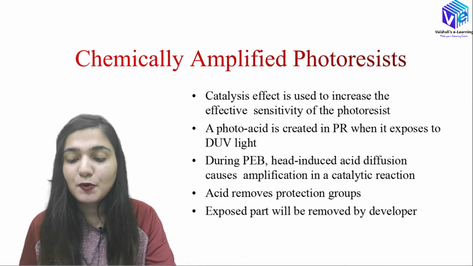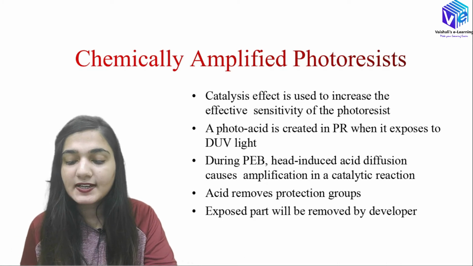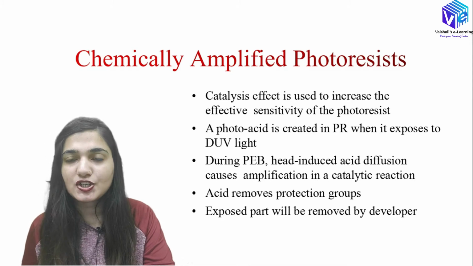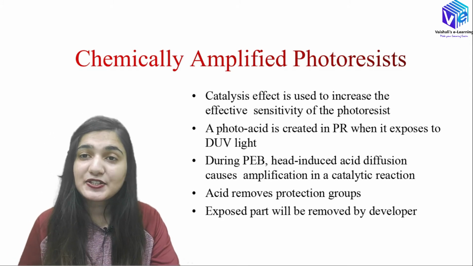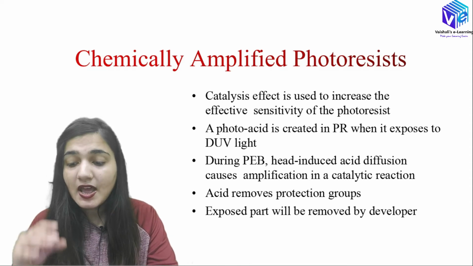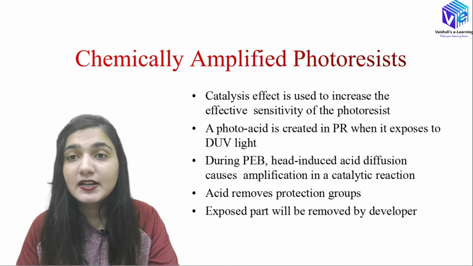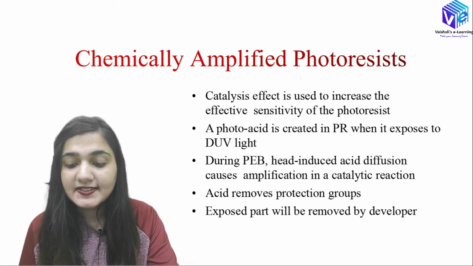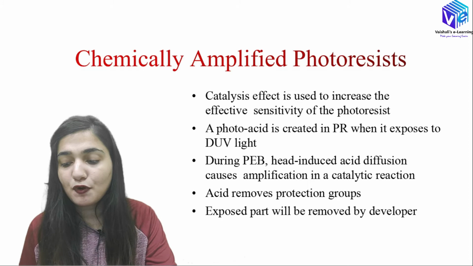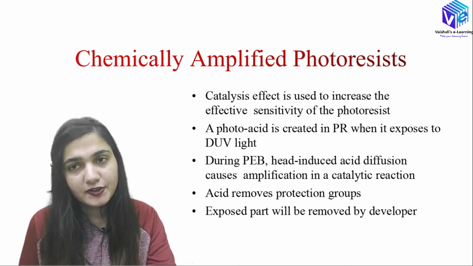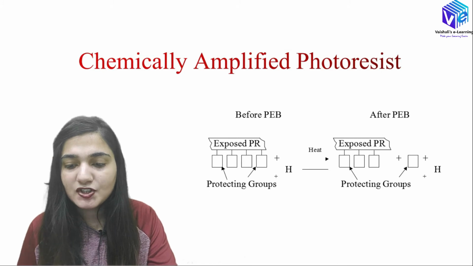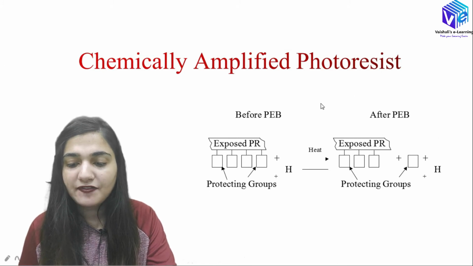During this process, the heat-induced acid diffusion will cause the amplification in the catalytic reaction. When the catalytic reaction increases, the sensitivity will further increase, and this is the reason this acid diffusion must be controlled very precisely. Acid removes the protection groups as well, and we will have the exposed part which will be removed by the developer solution. So this is the diagram which represents the chemically amplified photoresist.